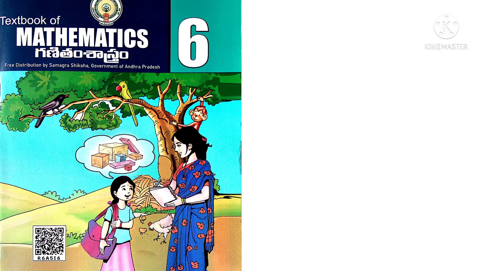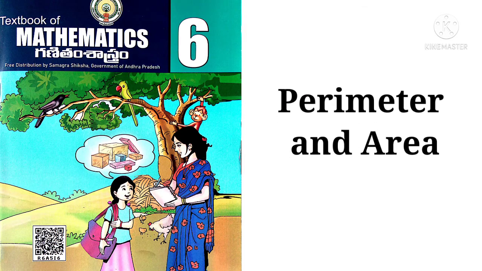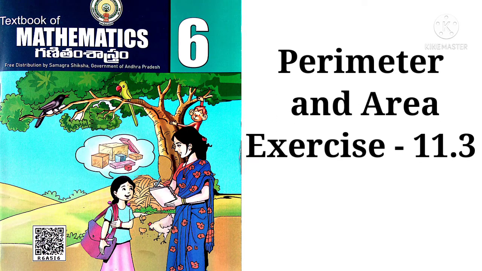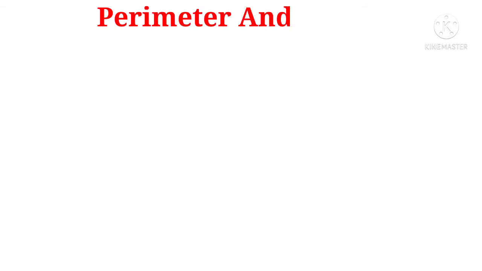Welcome to Shekhar Maths. Today we are going to learn 6th class mathematics 11th chapter perimeter and area exercise 11.3. Before going to do the exercise, let us learn the concept. Perimeter and area. Now let us find out perimeter for the two polygons.